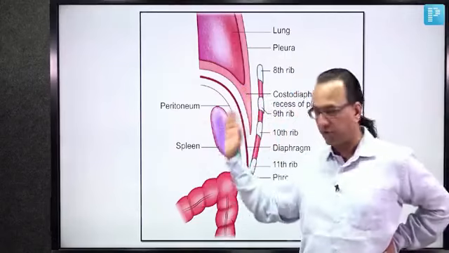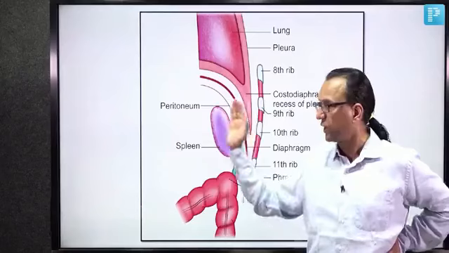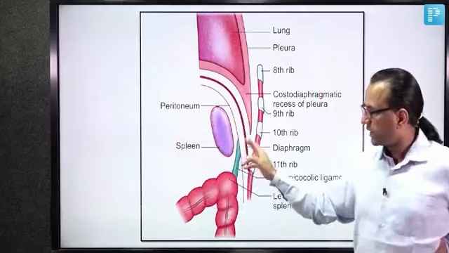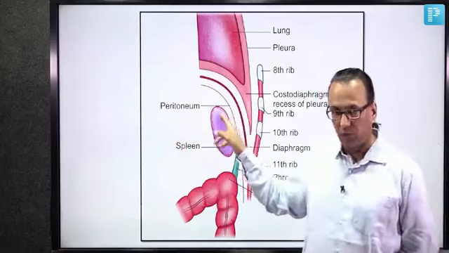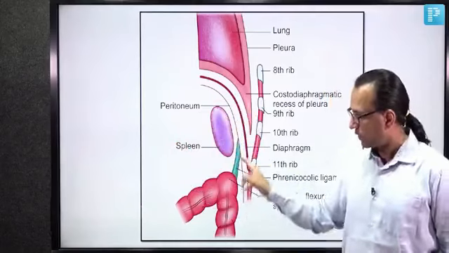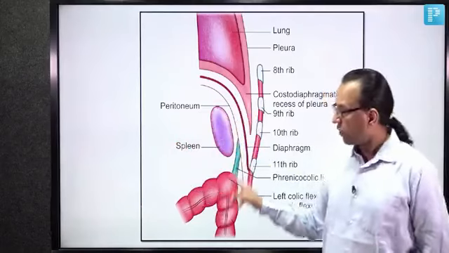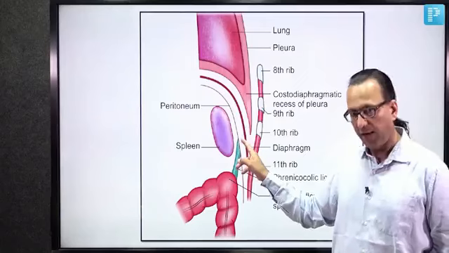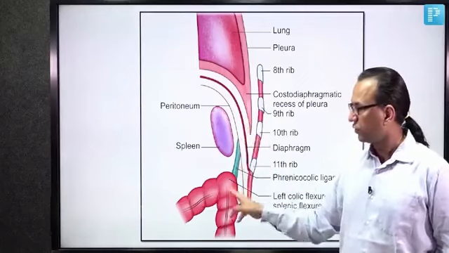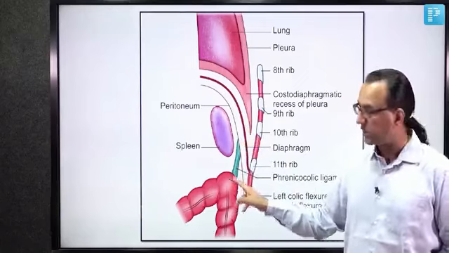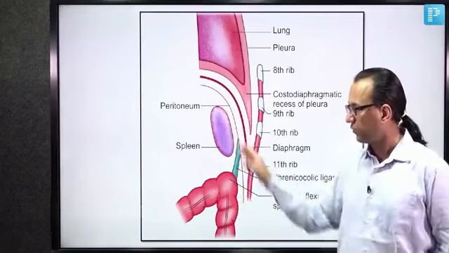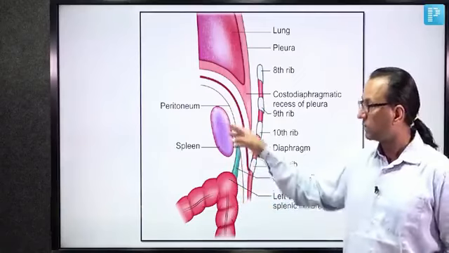So what are the anterior relations of the spleen? We want to find out which structures are related. Also, you can see that it is not falling into the left paracolic gutter because of a ligament, named accordingly, between the colon and the diaphragm. So the phrenicocolic ligament prevents the sagging of the spleen into the left paracolic gutter, which comes as a question.